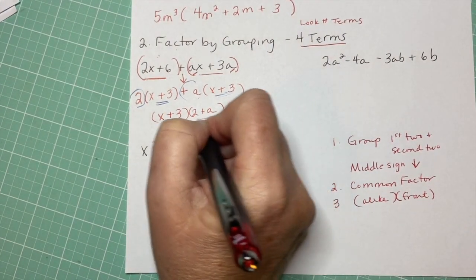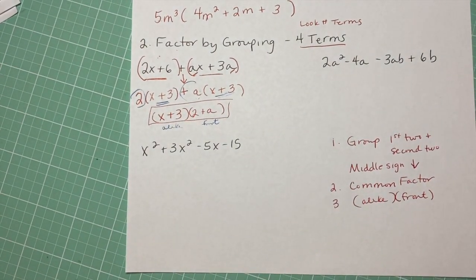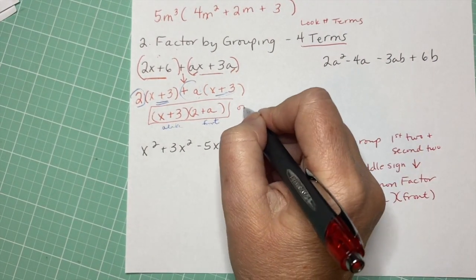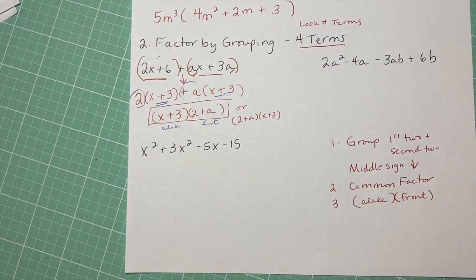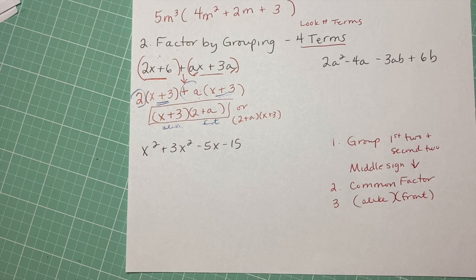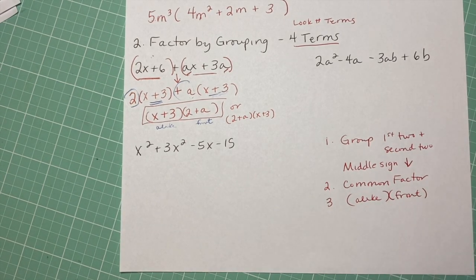And that's your answer. Now remember, multiplication, order doesn't matter, so you could also have the 2 plus a first and then the x plus 3. The order of those parentheses don't matter. They can go either direction.